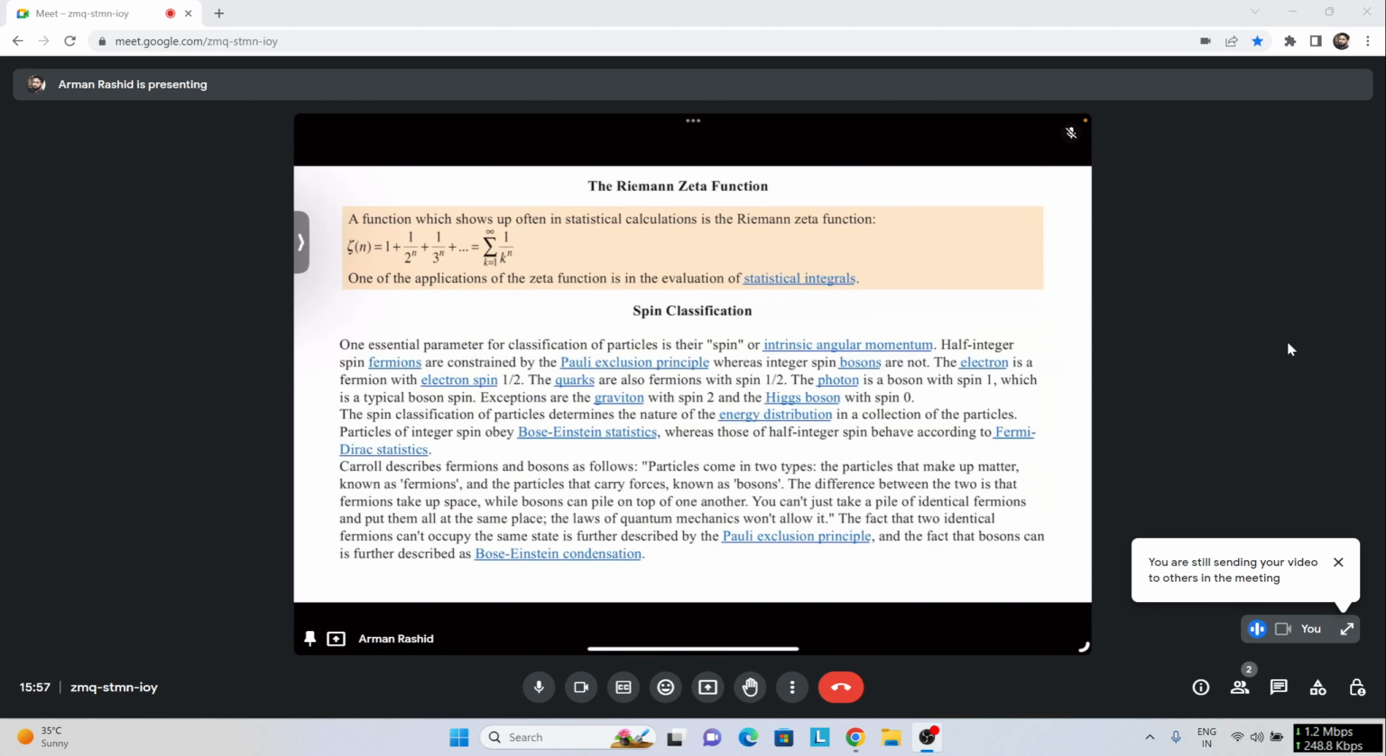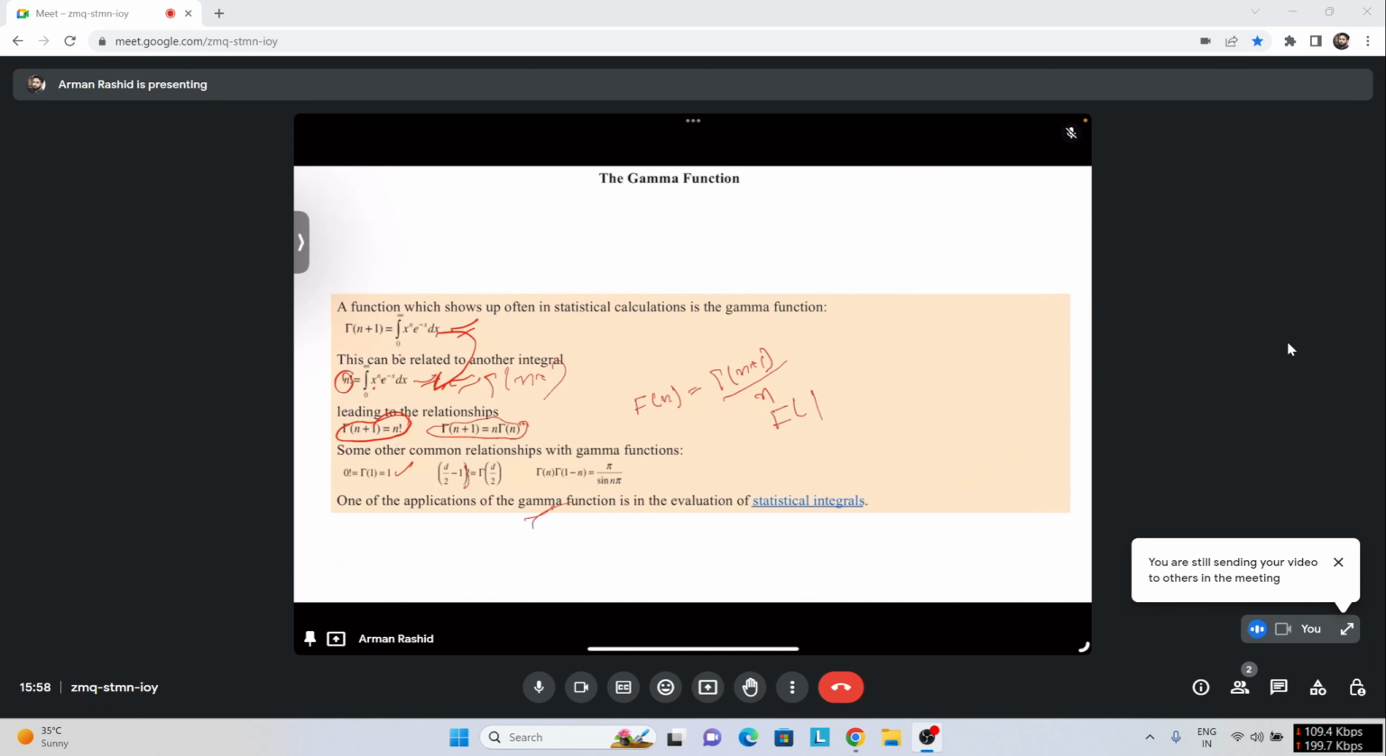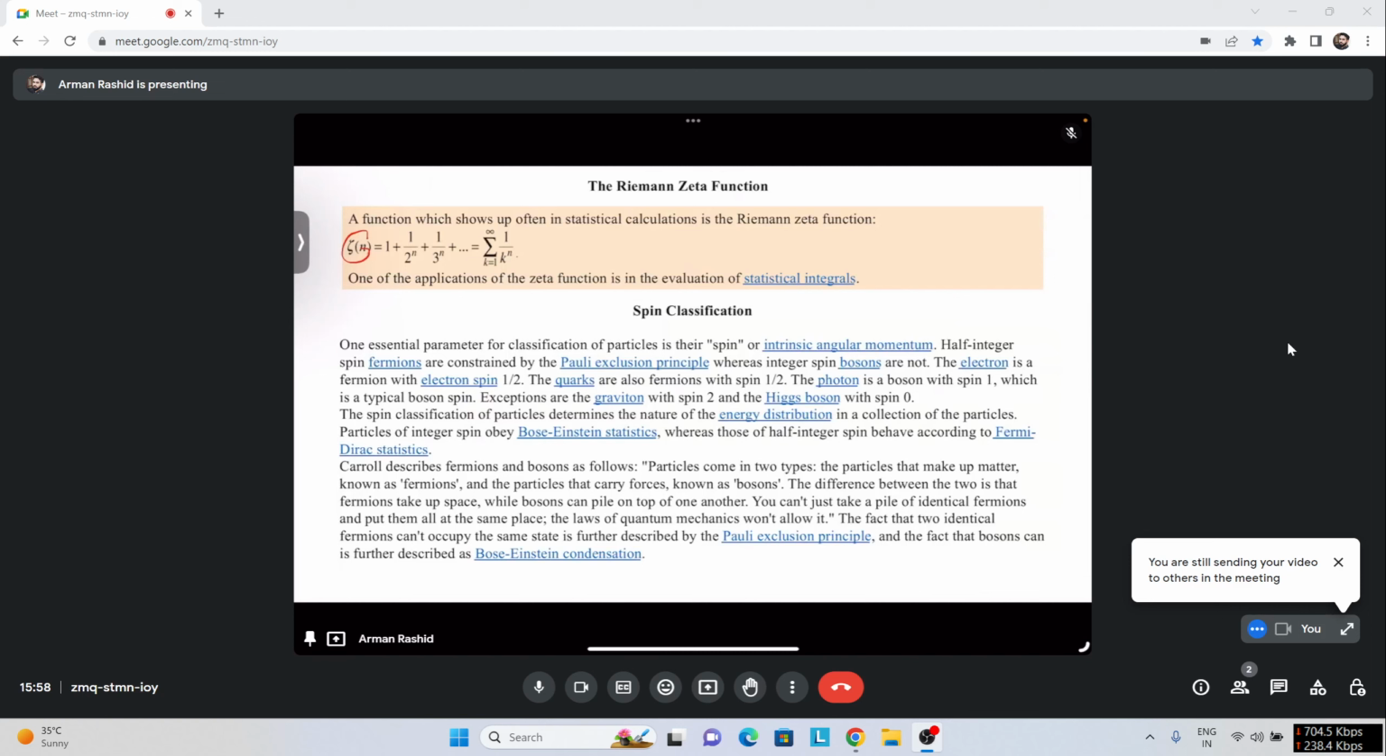Now another function that I showed you is the Riemann zeta function. Okay, so the zeta function is given by what I have shown here, right? The zeta n will be given by zeta n is equal to 1 plus 1 by 2 raised to the power n plus 1 by 3 raised to the power n, which can be given by the summation over k from 1 to infinity of 1 by k raised to the power n, where k is an integer. Okay, so this is the zeta function. These two functions are mostly used in statistical mechanics for the evaluation.